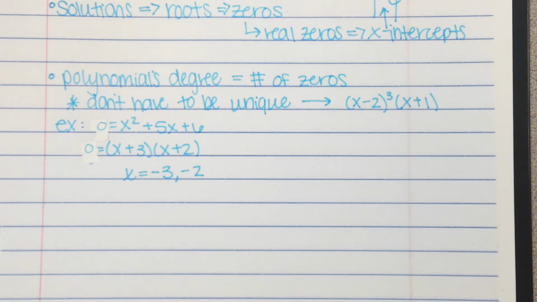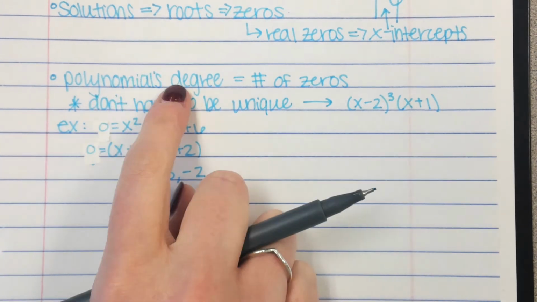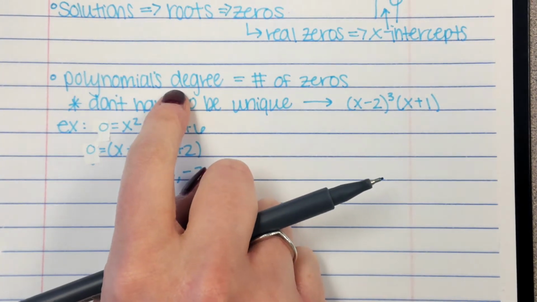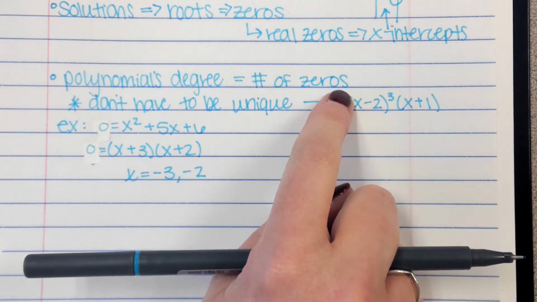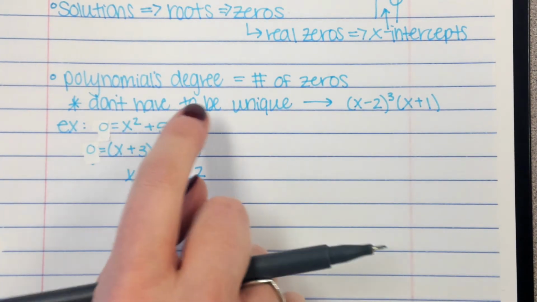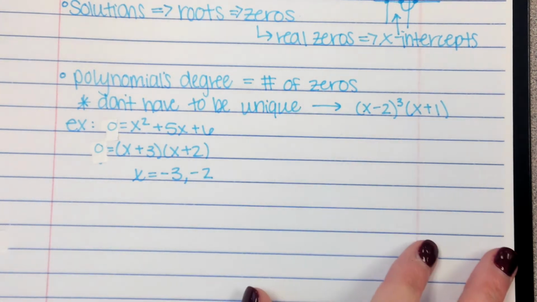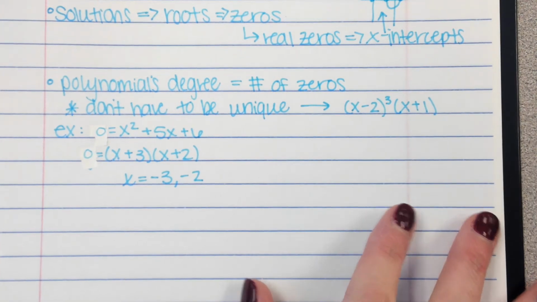Okay, now we talked about the degree of a polynomial. That's the polynomial's largest exponent. So when you're looking at the polynomial's degree, or the highest exponent, that tells you how many zeros or how many solutions there are. Those solutions don't have to be unique. They can be repeated over and over, okay?